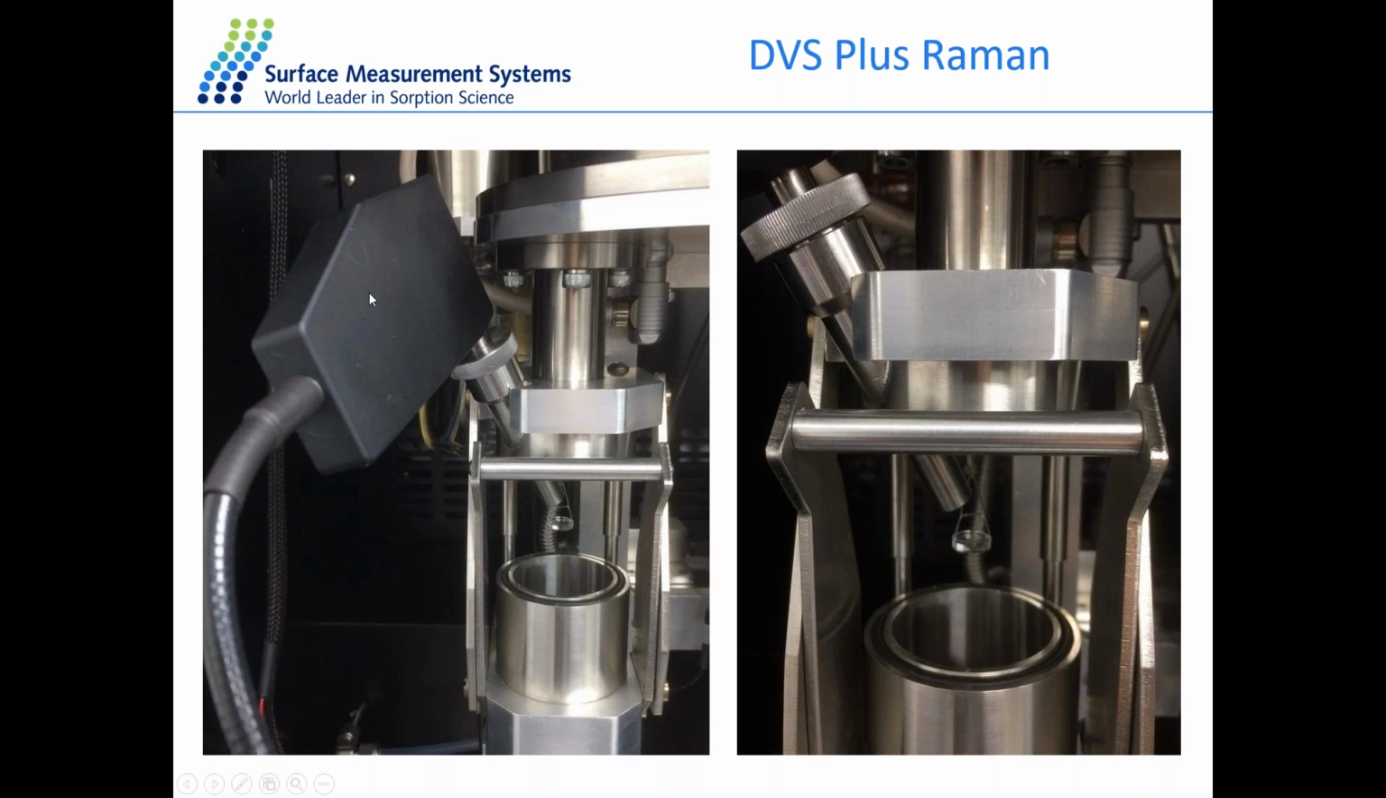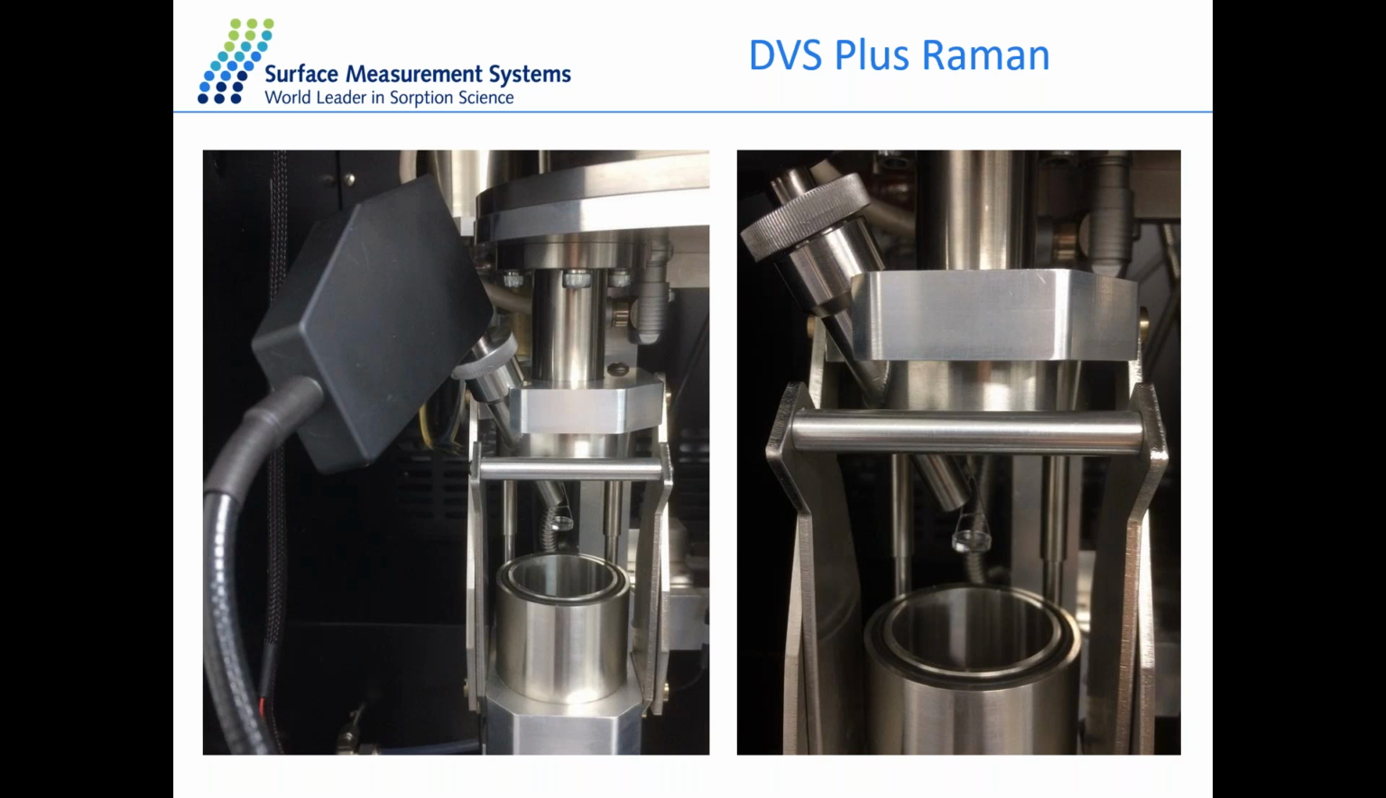We also have a pistol-shaped probe that comes on the top of the sample without touching the pan, and that allows us to collect Raman data at the end of each partial pressure stage. And this allows us to characterize the sample and see change in structure and potentially morphology of the sample.